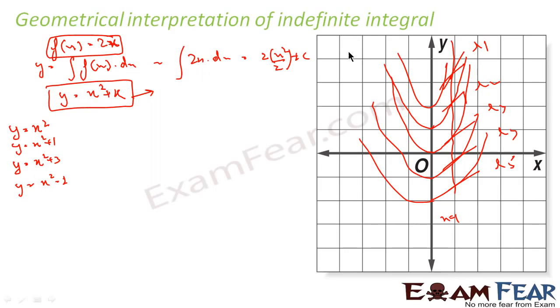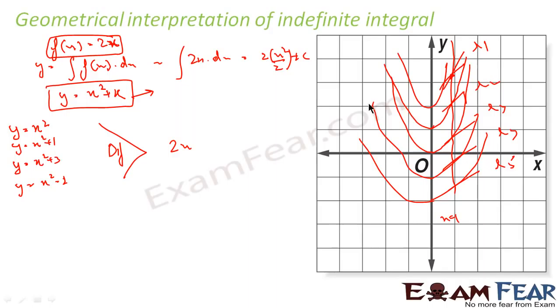And the reverse is also true. If you take any of these graphs and find dy/dx, that is the differentiation of this, you get the same value, that is 2x. And that is nothing but the slope 2x, correct? That is how we represent it geometrically.